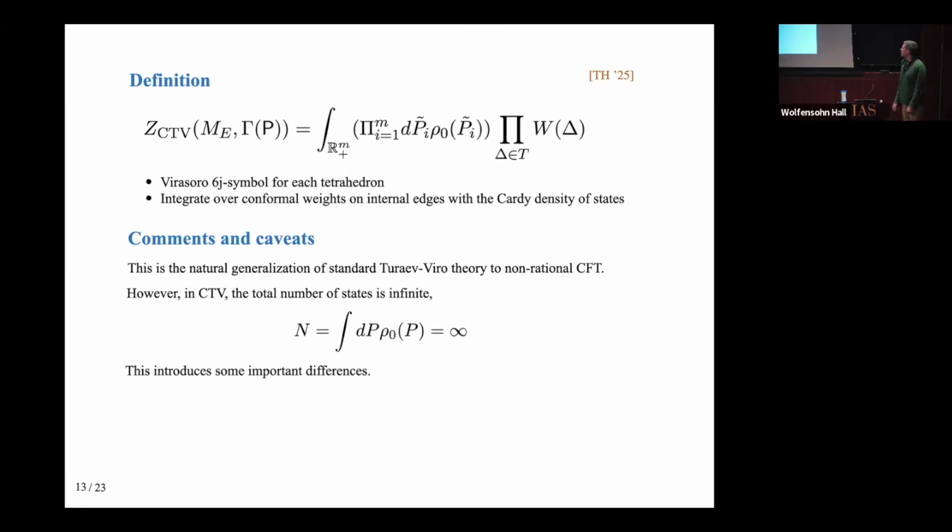However, there's an important difference, which is that in CTV, the total number of states is infinite. In the standard Turaev-Viro theory, there's an important role played by the total quantum dimension of the rational CFT that you're talking about. And here, the analogous thing is the integral of the Cardy density of states, which is just infinity. So many of the things that are done in ordinary Turaev-Viro theory just don't work in CTV because they involve divergent factors of infinity.